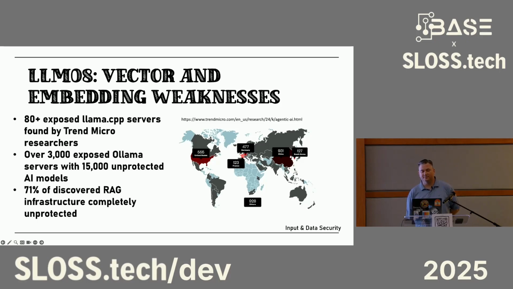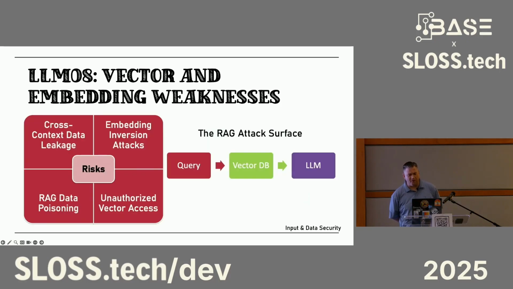There are so many ways to exploit each risk. Over here, I've got our attack surface. It starts with a user prompt, goes out to the vector database, talks to the LLM, and gives you an answer. We've already talked about cross-context data leakage, but I want to talk about embedding inversion attacks. Those are pretty cool. What you do is you reverse engineer the embeddings, that serialized or encoded data that's based on mathematical similarity. But mathematical similarity does not equal an authorization boundary.